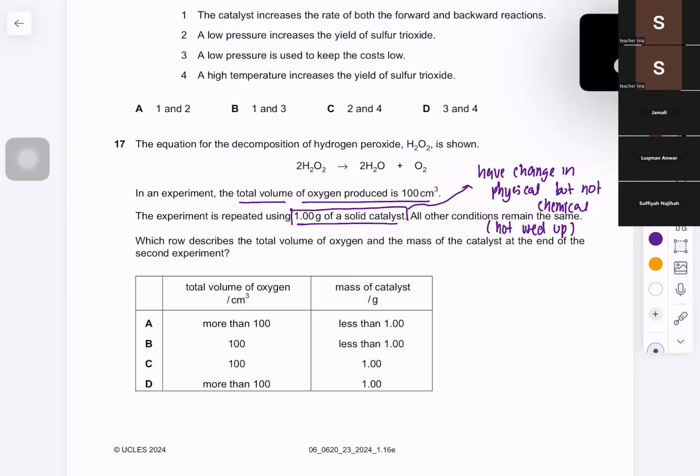It can change physically, like you added a granule, a large particle, and at the end of the reaction you get it in the form of powder. That physical change can happen, but if you add 1 gram of granule, you get the powder also 1 gram. So the same. So then teacher needs to cancel A and B. Okay, up to there. Is it clear?